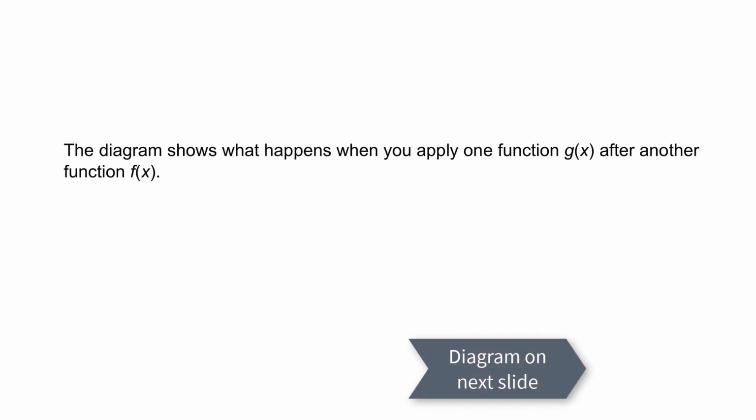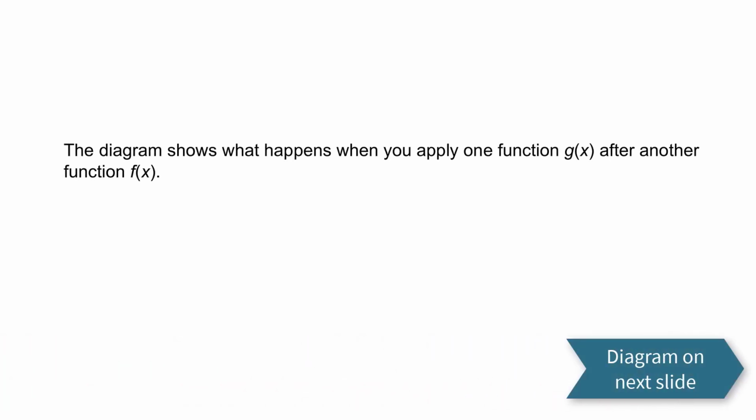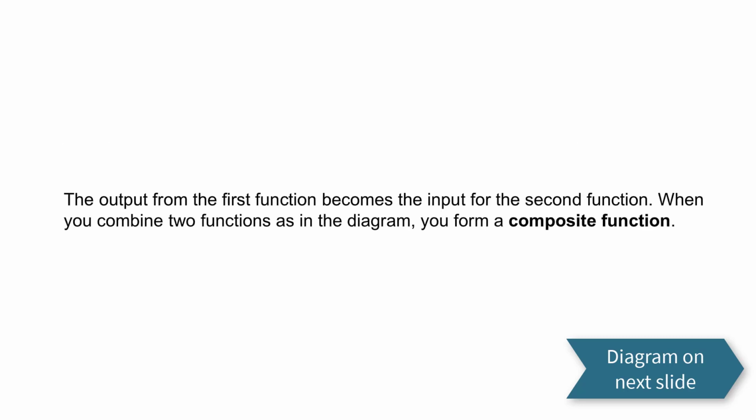The diagram shows what happens when you apply one function, g of x, after another function, f of x. The output from the first function becomes the input for the second function. When you combine two functions, as in the diagram, you form a composite function.